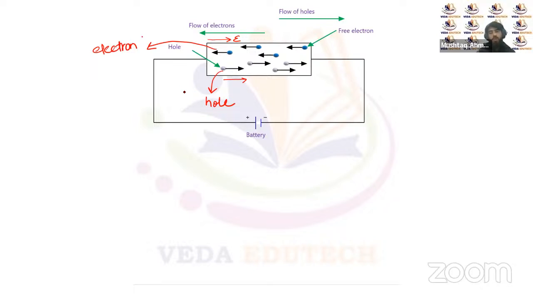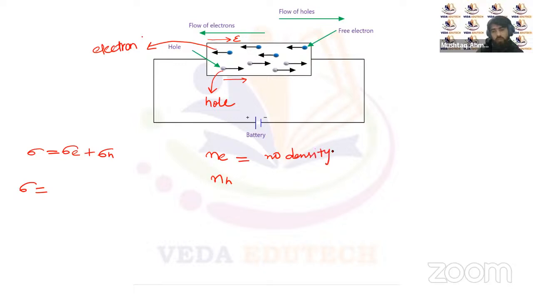The conductivity of both electron as well as hole will give the total conductivity of this semiconductor. If that is sigma, it will be sigma E plus sigma H. And we know that conductivity is given in terms of, let's suppose, Ne the number density of electrons, and Nh the number density of holes.